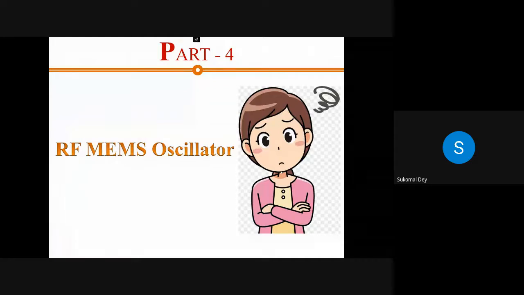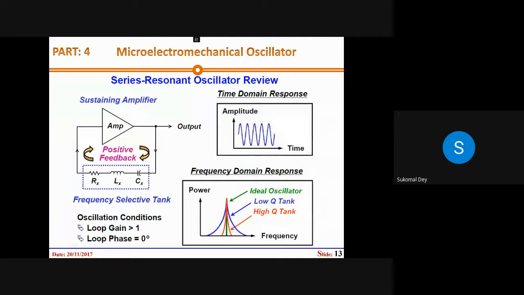We'll give you a quick glimpse of how to use MEMS in oscillators. Just for an overview, all of you know what an oscillator is. It is a device which has to satisfy the Barkhausen criteria, where the loop gain has to be greater than or equal to unity and the loop phase is 360 degrees.